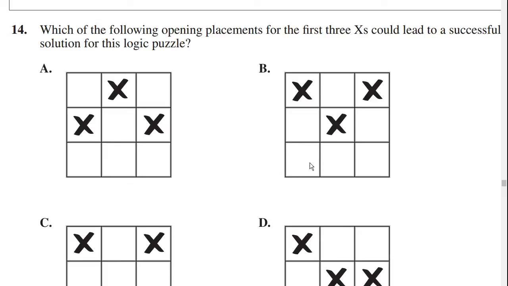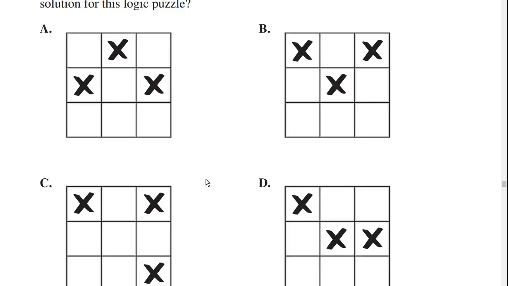So this spot is not available, this spot is not available, and this spot is not available. So we place our 3 x's here, here, and here. But in doing so, we formed a tic-tac-toe this way. So B is impossible.